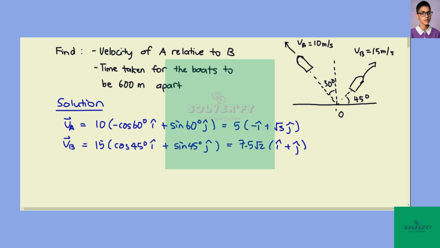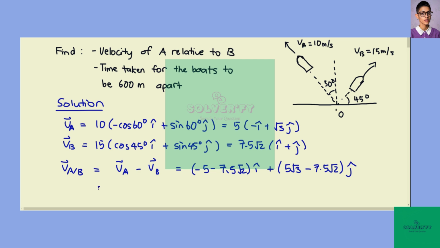The velocity of A relative to B is defined to be the velocity of A minus the velocity of B. So what you need to do is just group the terms by components. You have minus 5 minus 7.5 root 2 i hat, plus 5 root 3 minus 7.5 root 2 j hat. And then in numbers, you have negative 15.6 i hat minus 1.95 j hat.